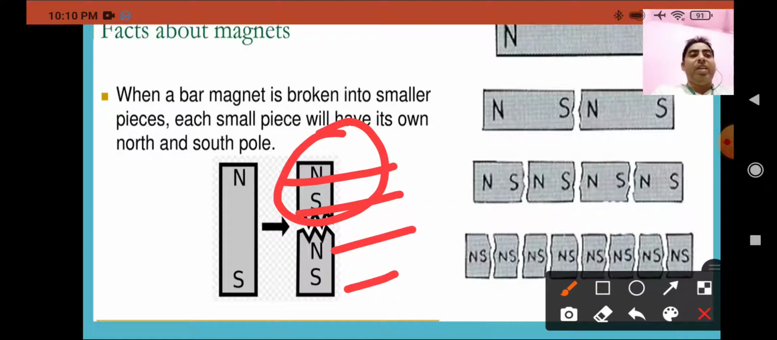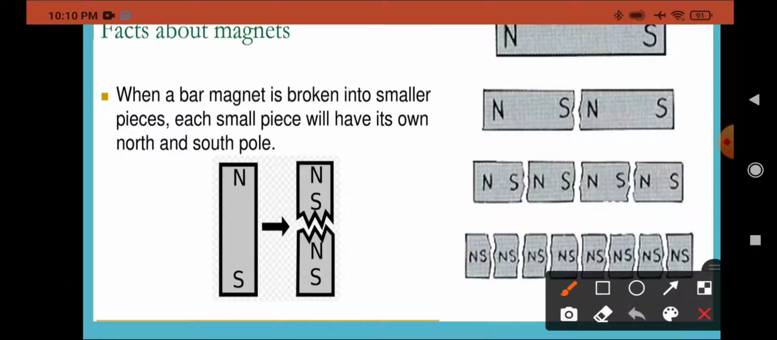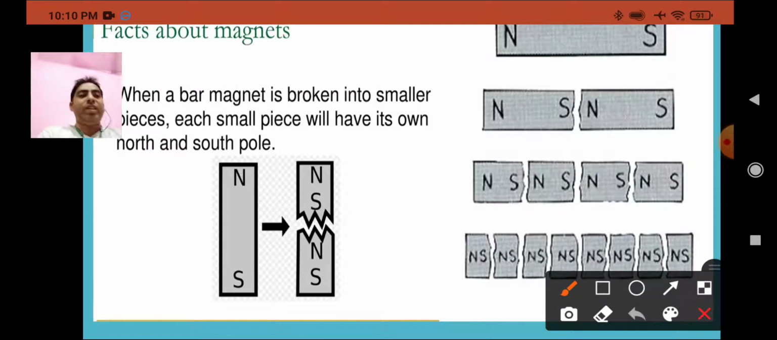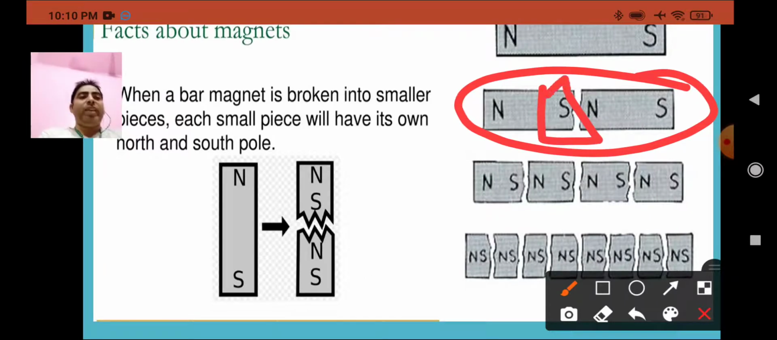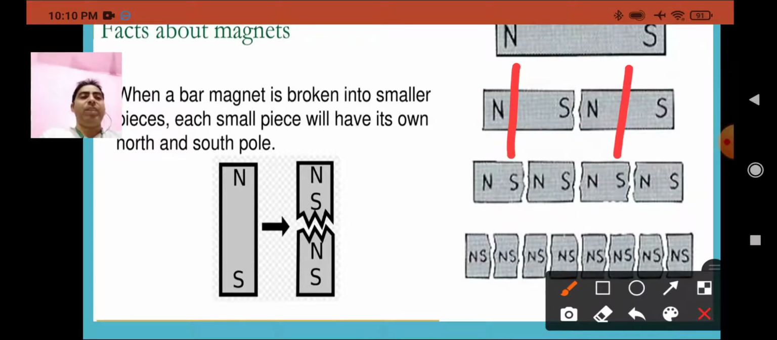Again I am saying, if you break each of these two pieces into two, you would again get two poles. Here you can see, the first magnet has been broken, then two poles, north south. Again this magnet is broken in half, and you can see four parts of the magnet. Each piece has its own poles, north south, north south, north south. Like this, however many pieces you make.